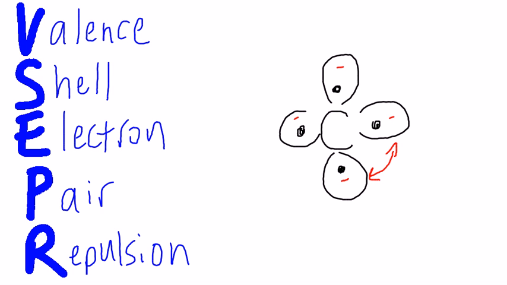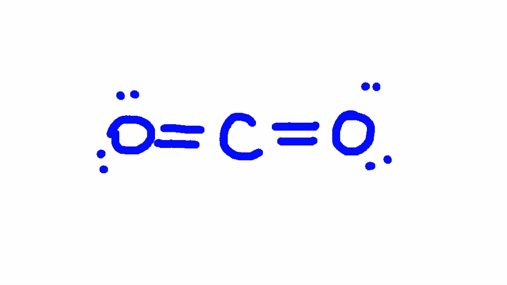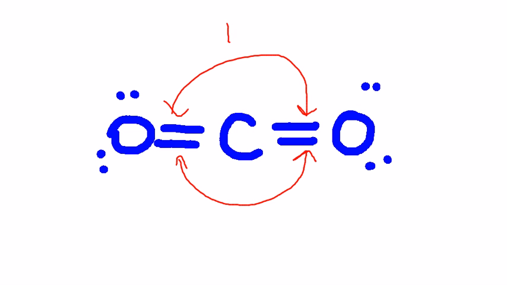Let's take an example of carbon dioxide. Carbon dioxide is composed of a carbon and it is double bonded to oxygen. Carbon dioxide is a linear molecule because the farthest apart we can get these negatively charged electrons surrounding the central carbon is 180 degrees on either side.